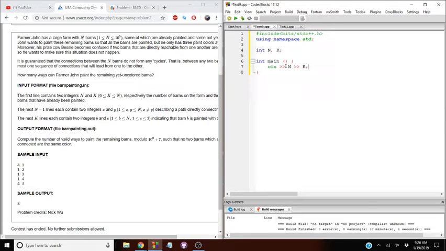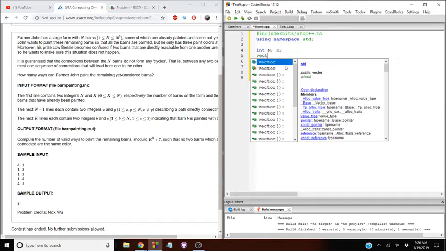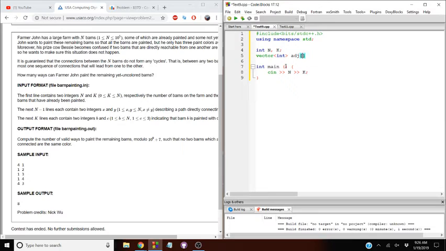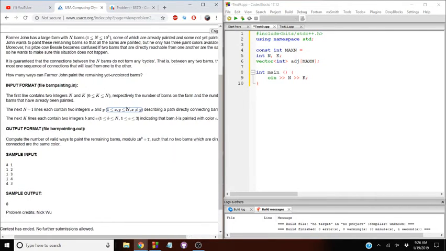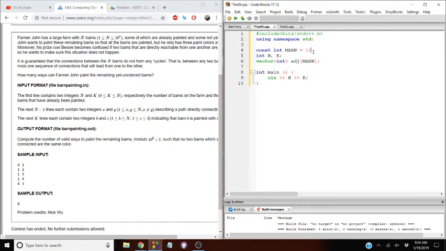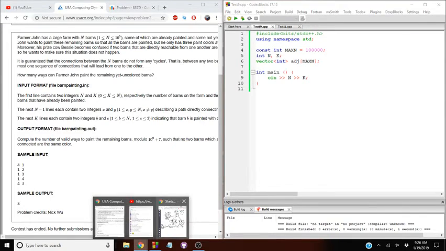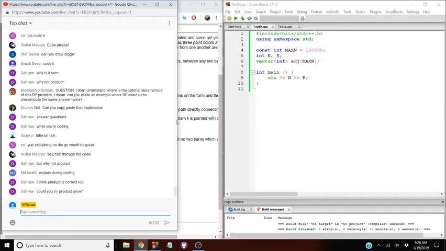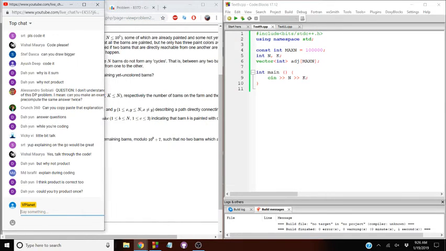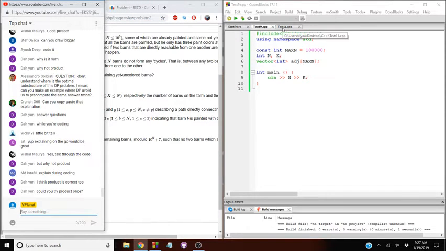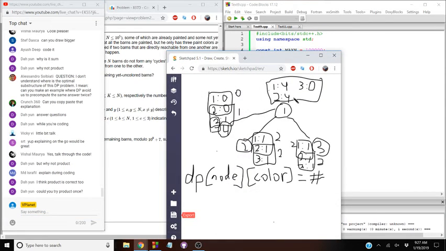Okay, I'm just going to read the input, and this is an adjacency array. The maximum n can be 10 to the power 5. Product is not correct, because otherwise it would be 4 times 4 is 16, but the answer is 8.